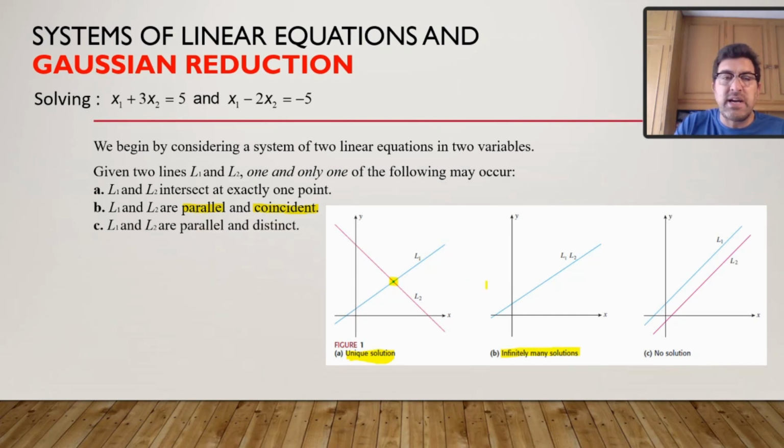Then your third case, the 2 lines are parallel, but they are distinct, so they do not lie on top of each other. They lie alongside each other. There's no solution there, because those lines will never intersect.